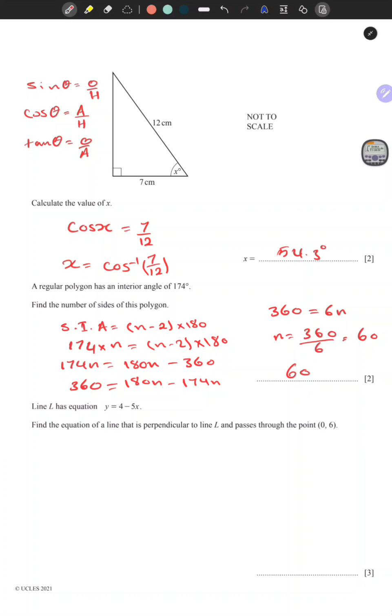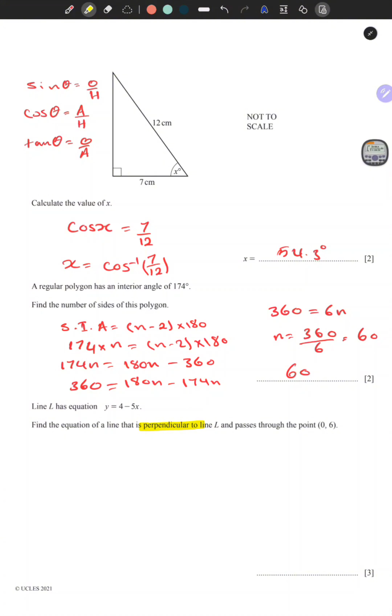Right, let's go through. Line L has equation y equals 4 minus 5x. Find the equation of a line that is perpendicular to line L and passes through the point (0, 6). Alright, as we said earlier, whenever I have perpendicular, that means I will find the gradient and then find the reciprocal of that gradient and change the sign. That's the way of finding the perpendicular gradient of the line.